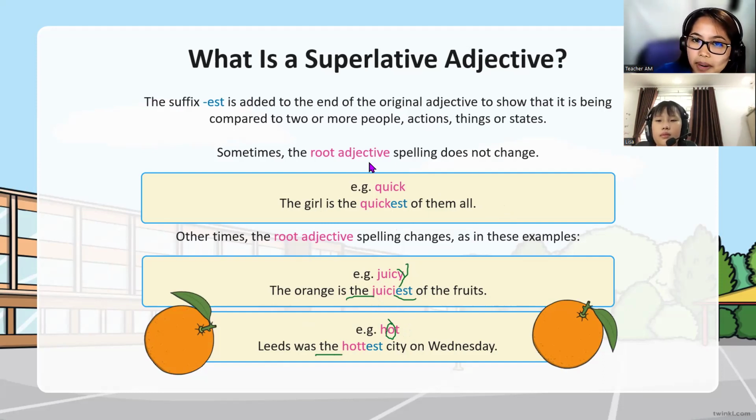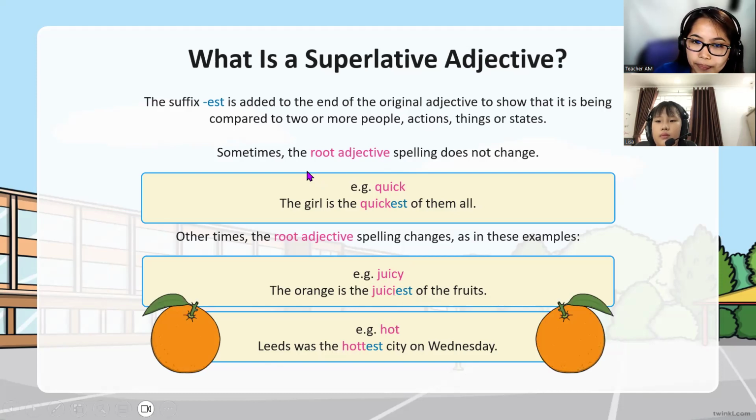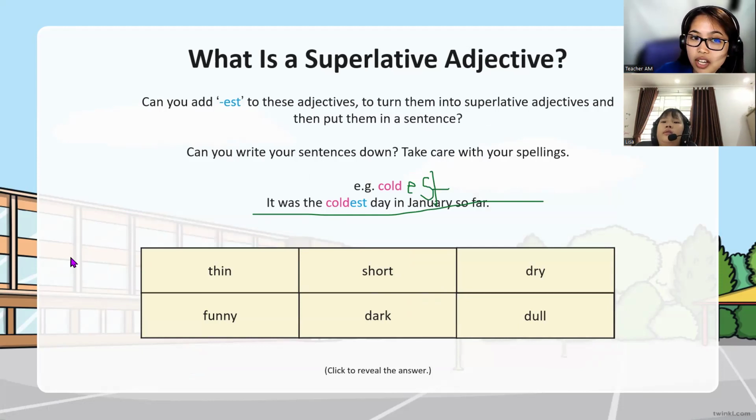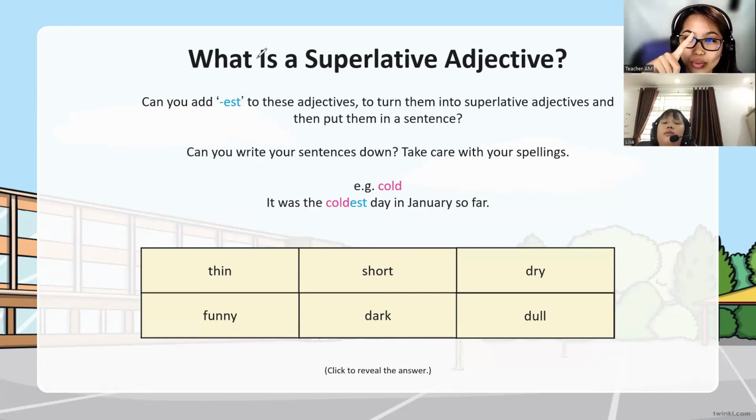Okay, so let's apply what we've learned, Dolin. So we have here cold. We just add est for this one. It was the coldest day in January so far. So that means there was one day that was the coldest for the whole month of January. What about this, Dolin? It's your turn. What is the superlative adjective of thin?